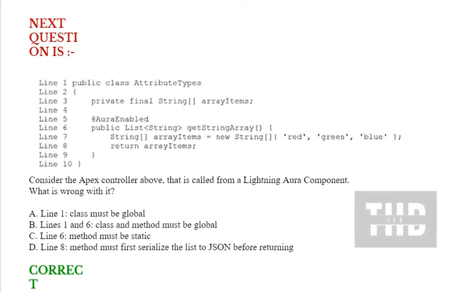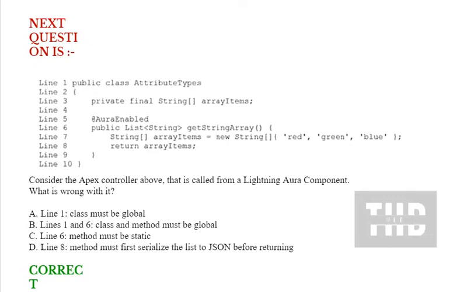Next question. Consider the Apex controller above that is called from a Lightning Aura component. What is wrong with it? Option A. Line 1. Class must be global. Option B. Lines 1 and 6. Class and method must be global.